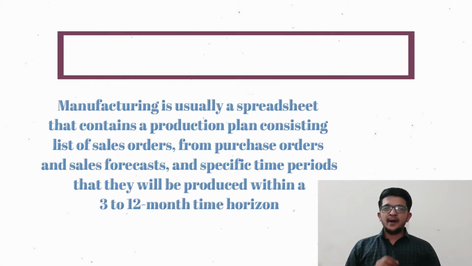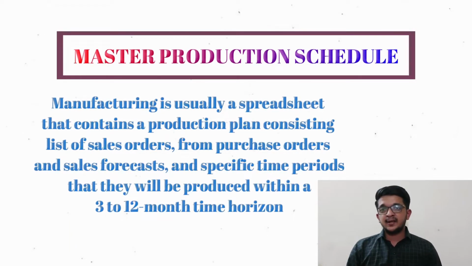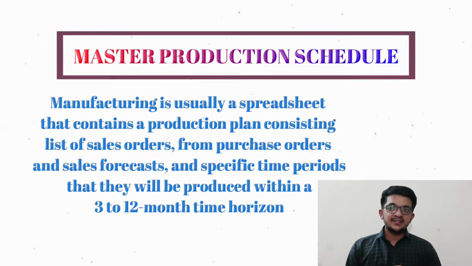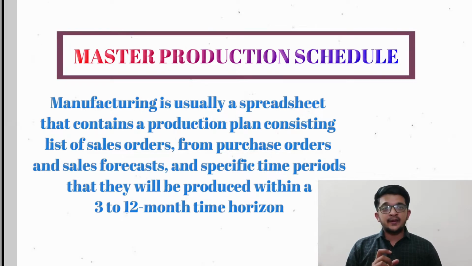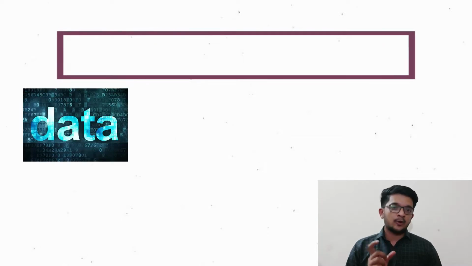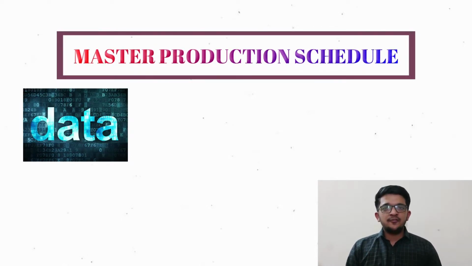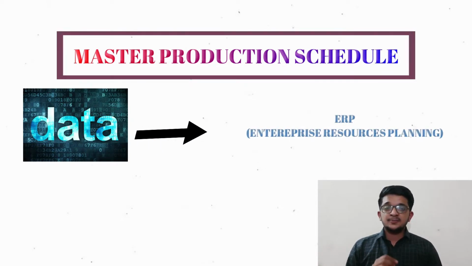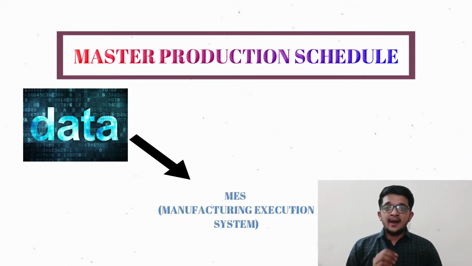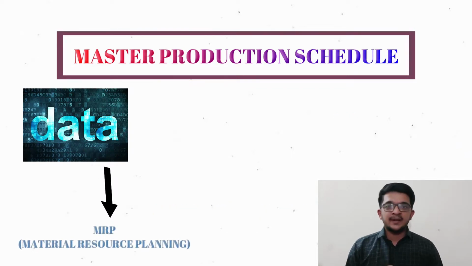Furthermore, MPS for manufacturing is usually a spreadsheet that contains a production plan consisting of a list of sales orders from purchase orders and sales forecast, and specific time periods, that will be provided within a 3 to 12 month time horizon. Data to create the master production plan is pulled from ERP, that's Enterprise Resource Planning, MES, that is Manufacturing Execution Systems, and MRP, that is Material Resource Planning Systems.